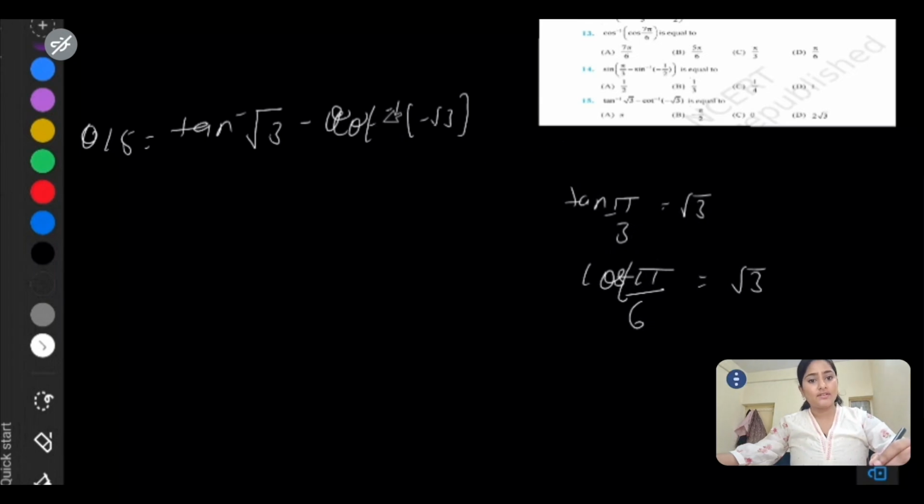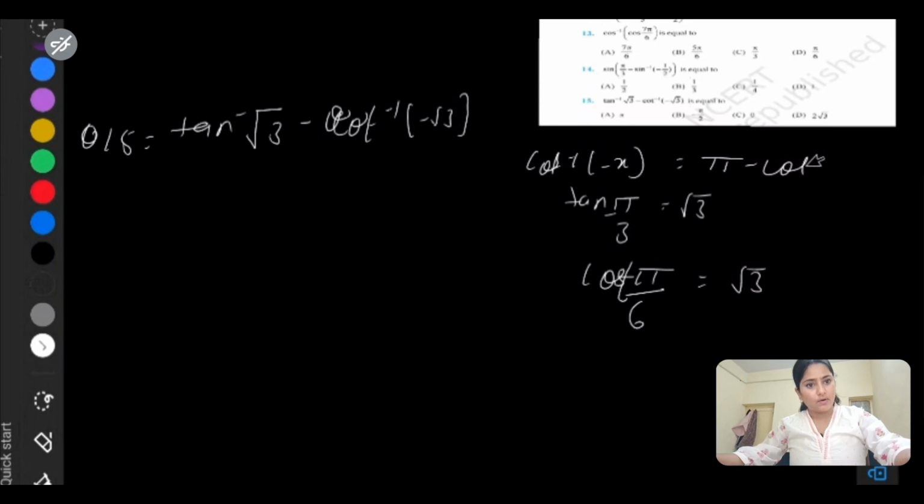Now here we see we have cot inverse, so we'll try to change √3 into the form of cot. So we have here cot⁻¹(−√3), right? And we know one thing, whenever there is cot inverse of minus theta, we'll change it into π minus cot inverse θ. Let me write it down here for you: cot⁻¹(−x) is equal to π − cot⁻¹(x). We know this from the previous video. Okay, so let's put it here.